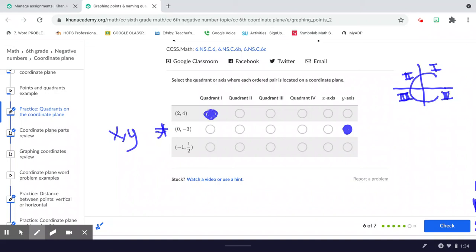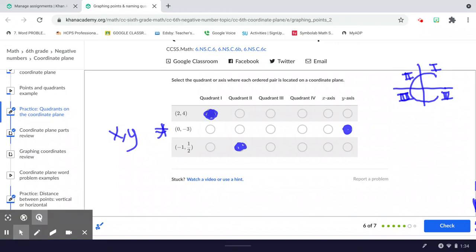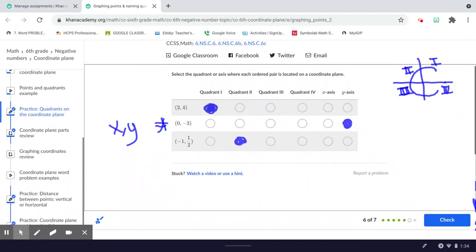On the next one, the x is negative, so that's to the left, but my y is positive, so that is up. That is in quadrant 2. So I have quadrant 1, the y-axis, and then quadrant 2.